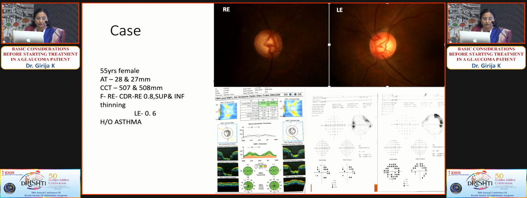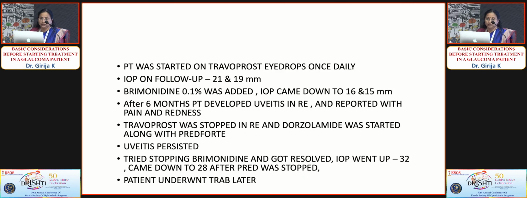This is a 55-year-old female that I have, so that case was already discussed. So the patient was actually, because the IOP was 28 and 27, started on prostaglandin, travoprost, once daily, and the patient was on follow-up. The IOP came down to 21 and 19. So because the right eye was having cupping, brimonidine was added. And the IOP came down to 16 and 15. Because she was having asthma, we couldn't add timolol.